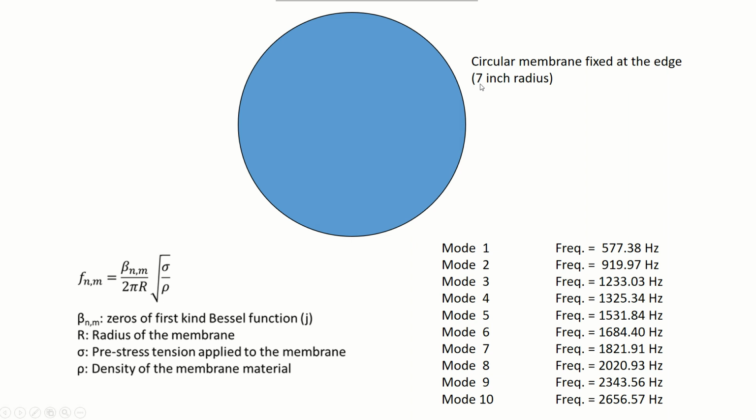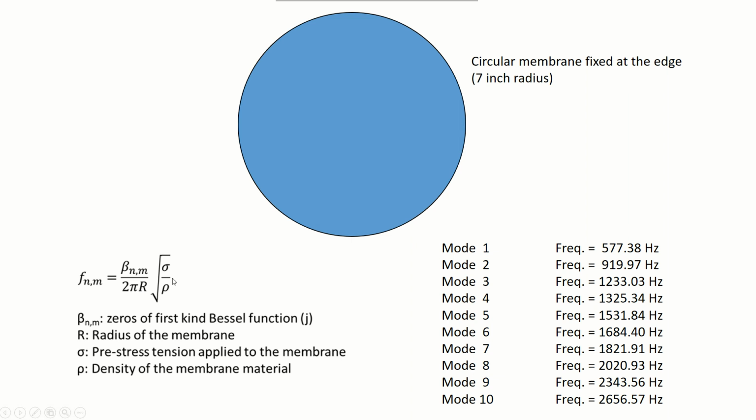We're going to use a 7-inch radius drum head or membrane with material properties of nylon, a material used for drum heads. The equation for natural frequencies of such a drum head is given in this equation. The natural frequencies are given by these values. Beta is the zeros of the first kind Bessel function, which is J. Sigma is the initial stress or pre-stress applied to the membrane. Then we have R, which is the radius of the membrane, and rho is the density.